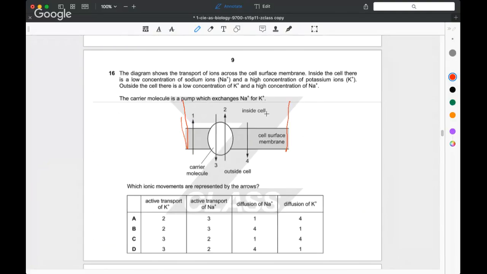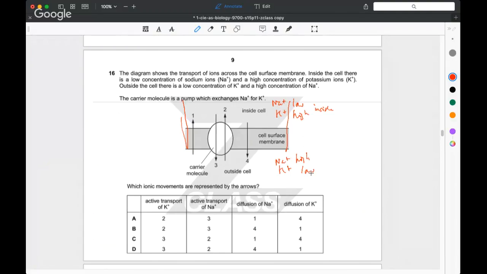And inside the cell, we have the concentration of sodium ions is low, but the concentration of potassium ions is high. That's inside the cell there. Now, outside the cell, you've got the reverse, where you've got the concentration of sodium ions is high, but the concentration of potassium ions is low.